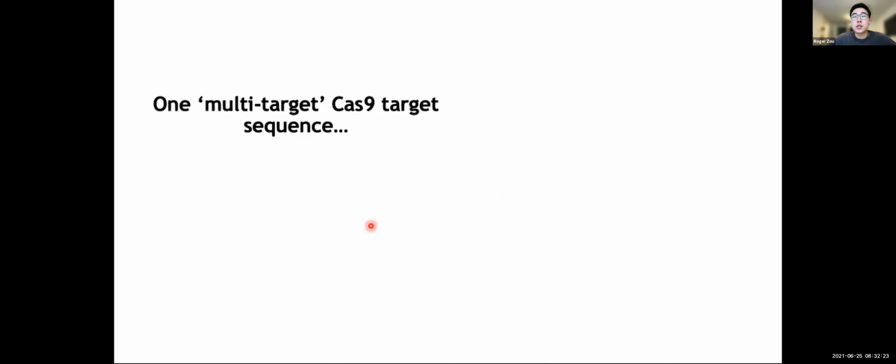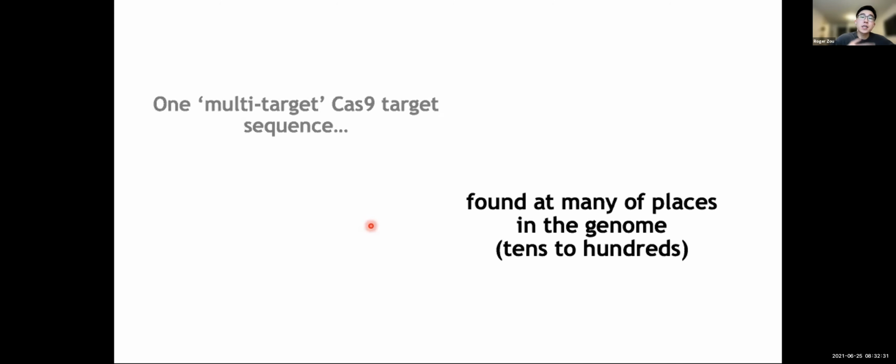To answer this question, ideally we would have one Cas9 guide RNA sequence that could not target just one site, but could target many places in the genome, from tens to hundreds or maybe even more. Then the behavior at each target position can be determined and correlated back to its genomic position.